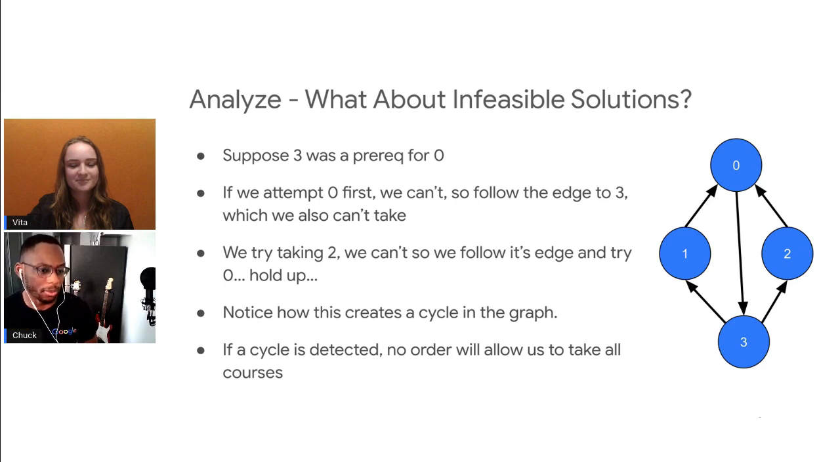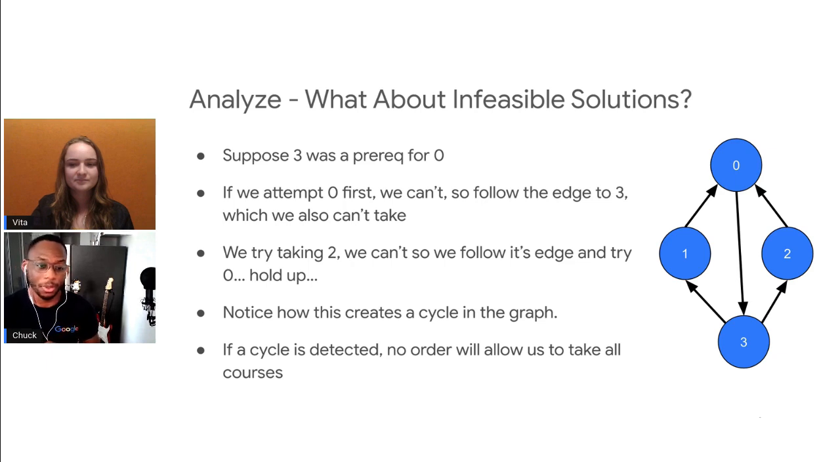There is a problem though. Suppose 0 had a prerequisite of 3. Okay, let's just try it out, right? Let's start at 0. Okay, we try to take course 0. We can't, so we go to course 3. We can't take course 3 because we have to take 1 or 2 first. Okay, let's pick 2. So we go to 2.